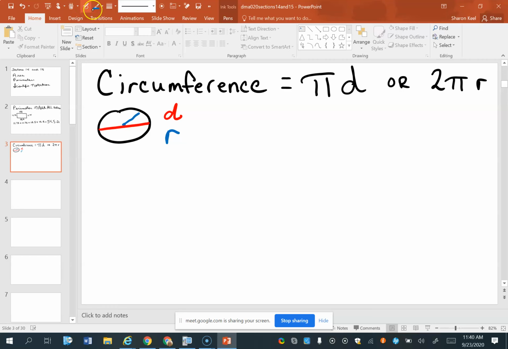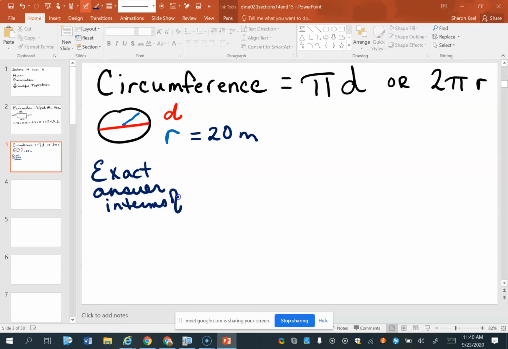So for this particular problem, I'm going to ask you how much fencing is required to enclose a circular garden whose radius is 20 meters. So we're being told that the radius is 20 meters. We want an exact answer, and when we ask for the exact answer, that would be in terms of pi. And then we want an approximate answer, and with the approximate answer, use 3.14, okay?